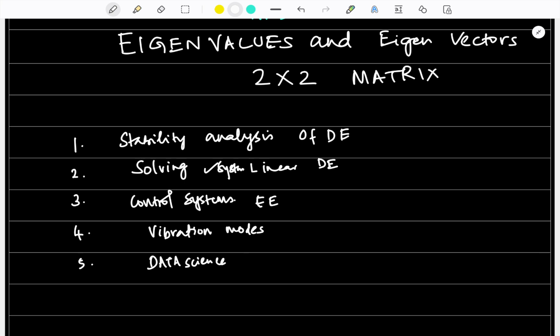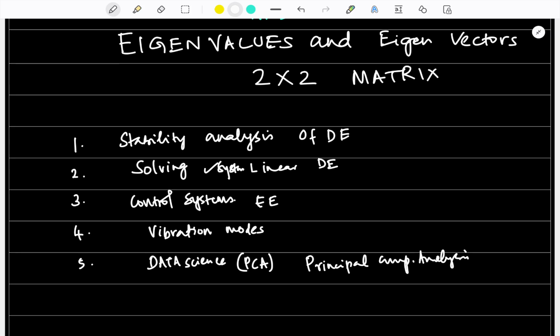In data science, what do we do with these matrices? We use principal component analysis. In short, in computer science, we call it PCA. For PCA purposes in data science, we use matrices.